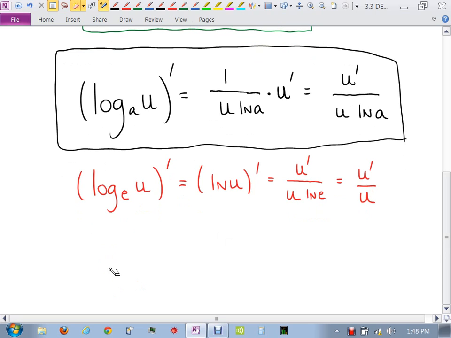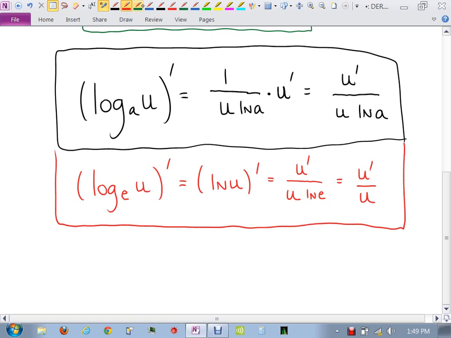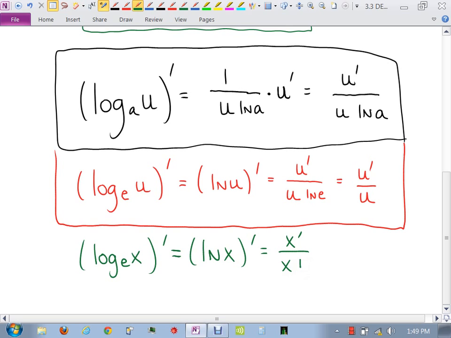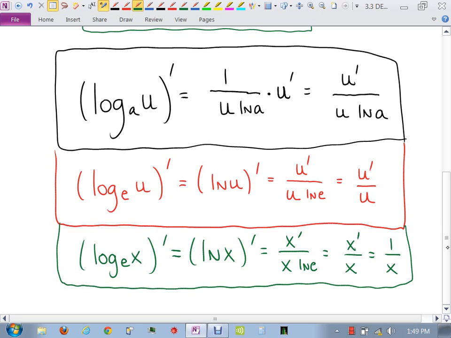All right, now I'm going to do in green what we get when our junk is just x. So what's the derivative of log base e of x? Well, again, we would never write that. We would write ln x. The derivative of ln x is x prime over x, natural log of e, but natural log of e is 1, so it's just x prime over x. But what's x prime? 1. So it's 1 over x, which was the answer to the quiz problem. But again, that's a formula on your formula sheet.